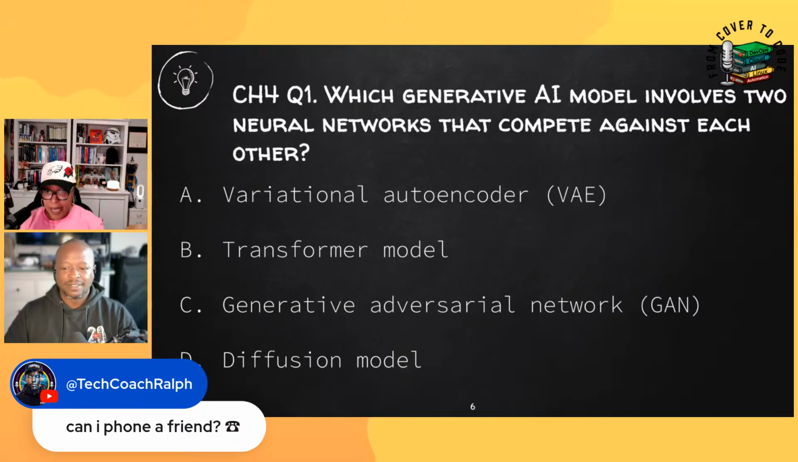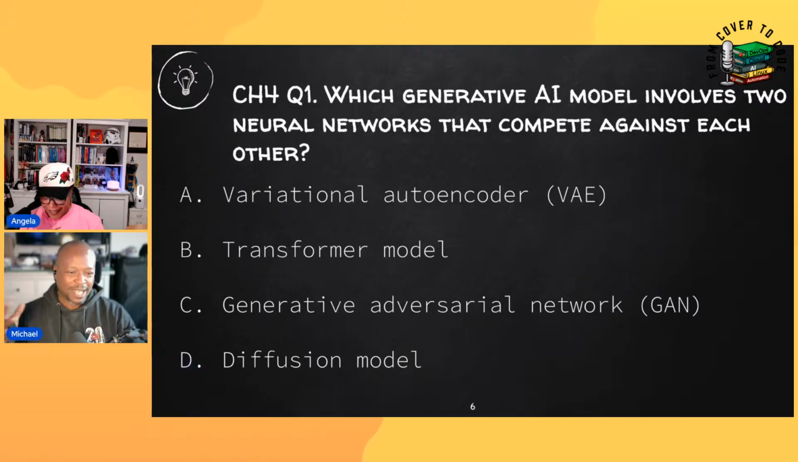I think I have my answer, but can I phone a friend? And I think Tech Coach Ralph is asking if he can phone a friend. No, we're not going to let you do that. We're live on the air. We don't have time to be dialing people up.